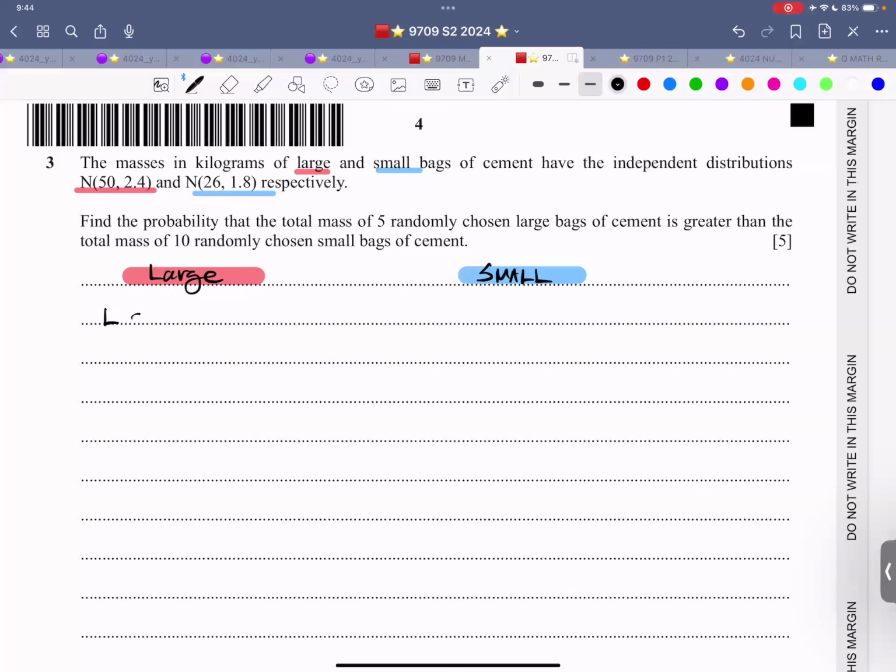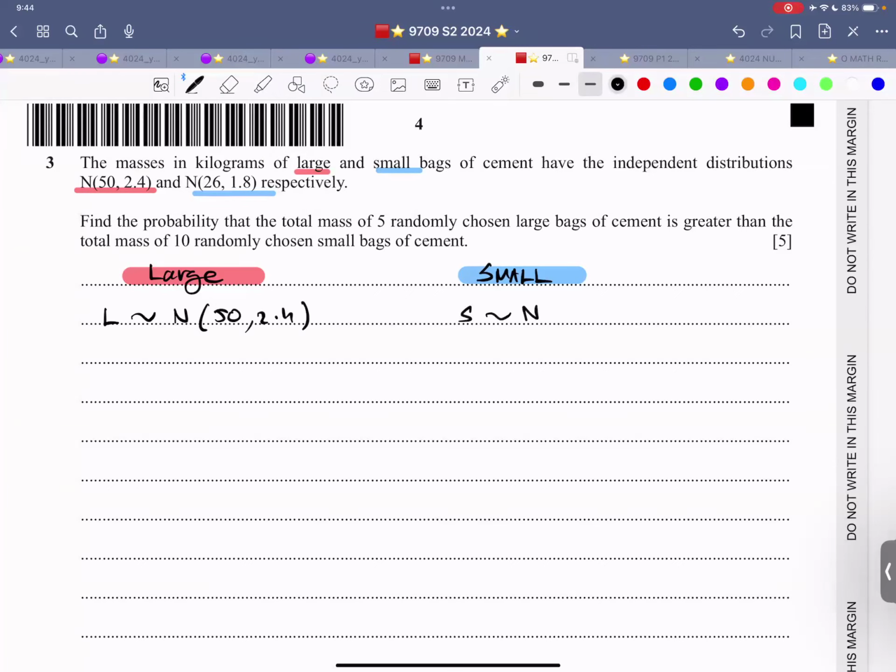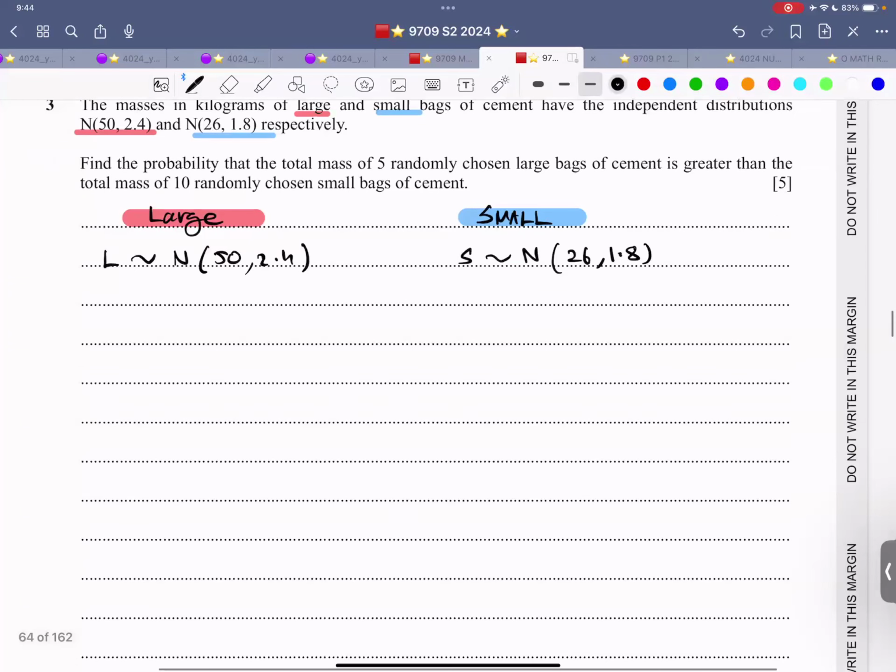So large follows a normal distribution 50, 2.4, where 2.4 is the variance. Small follows a normal distribution 26, 1.8. Now it says find the probability total mass of 5 randomly chosen large bags.